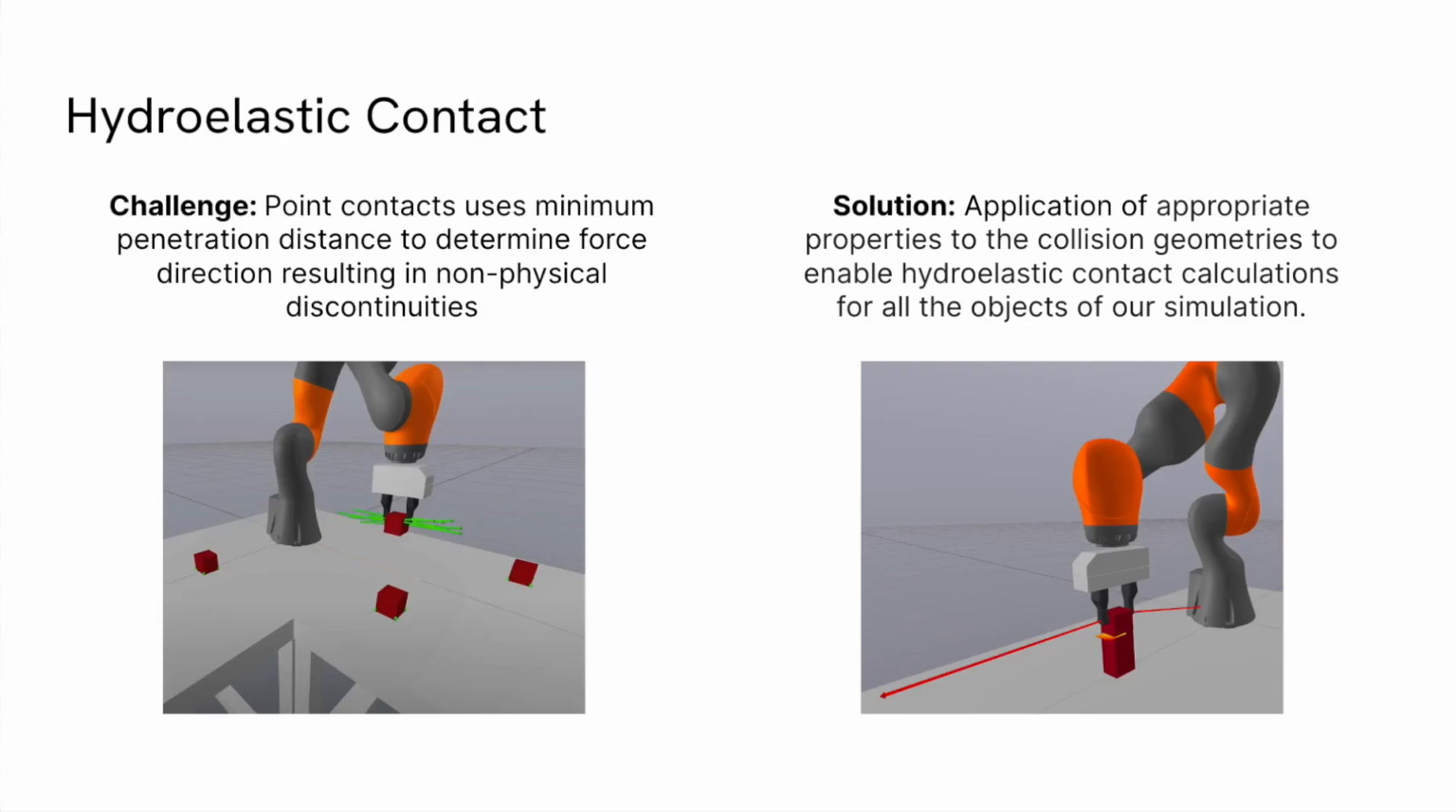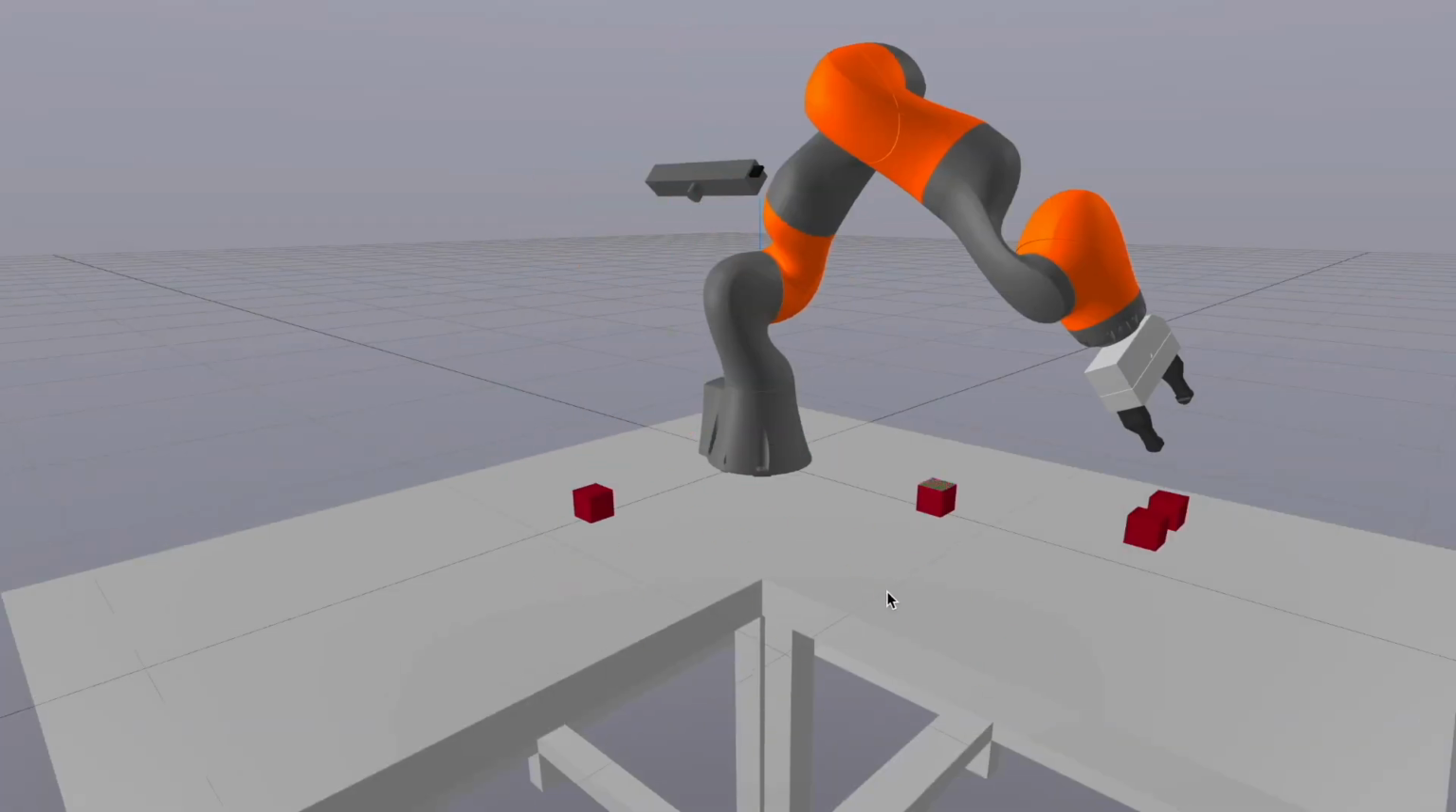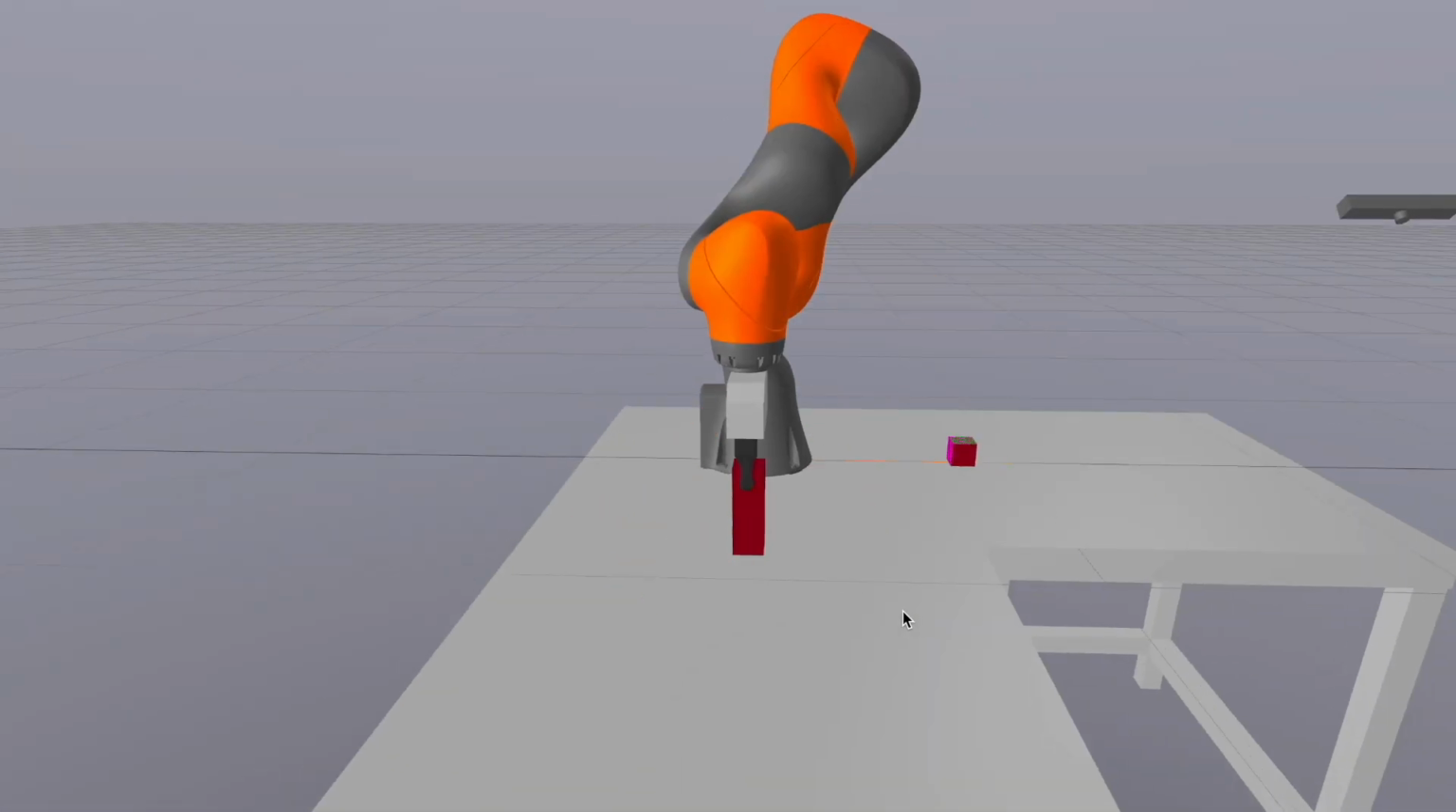Another major simulation to real challenge of our project was fine-tuning the contact forces of the scene objects. Point contacts use minimum penetration distance to determine force direction, resulting in non-physical discontinuities. As a solution, we use the newest edition of Drake hydroelastic contact calculations. As demonstrated here, while stacking cubes using point contact, there was significant instability, which has been solved using hydroelastic contact, with the illustration of contact force and an associated contact patch.